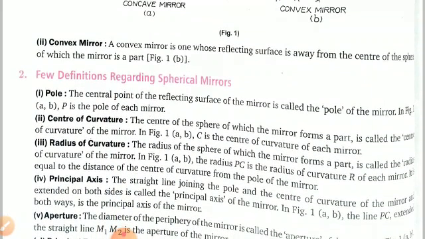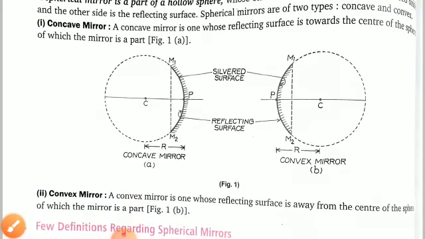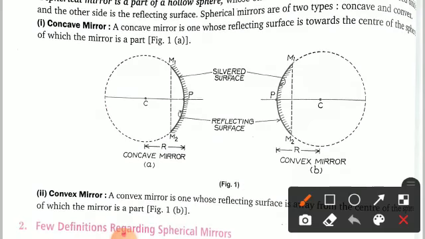Now, principal axis. The straight line joining the pole and the center of curvature of the mirror and extended on both sides is called the principal axis of the mirror. So what is the principal axis? You can see here in the above figure, the distance from pole to the center of curvature, it is your radius of curvature also. But what is the difference between principal axis and the radius of curvature? If we extend in both the directions from C to P and here also, so the total distance is known as principal axis. This is your principal axis.